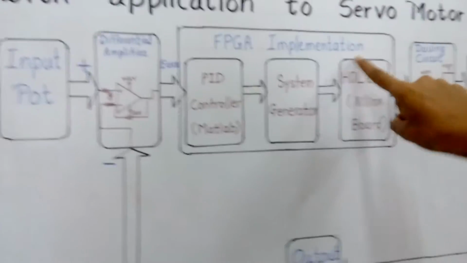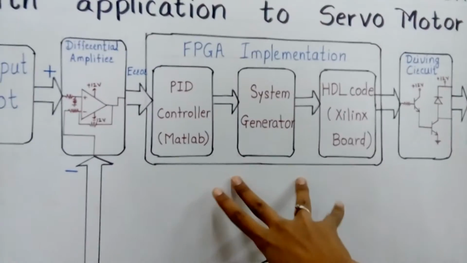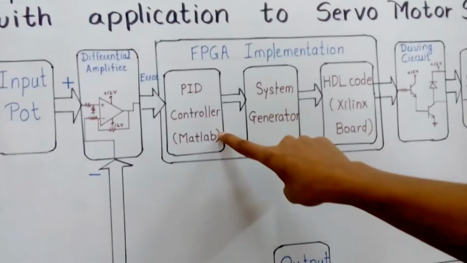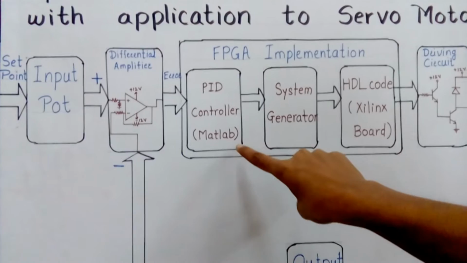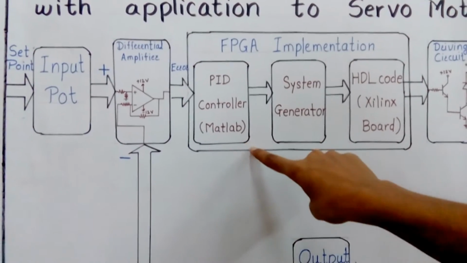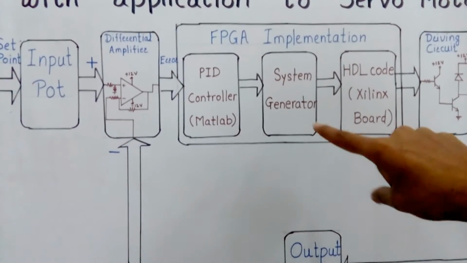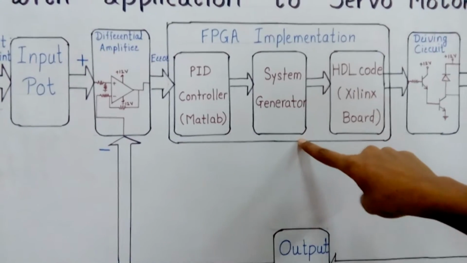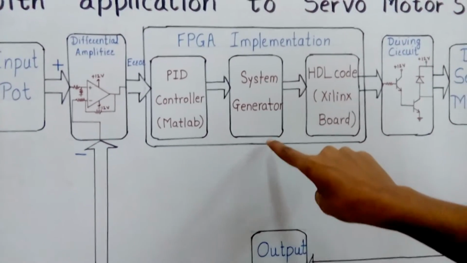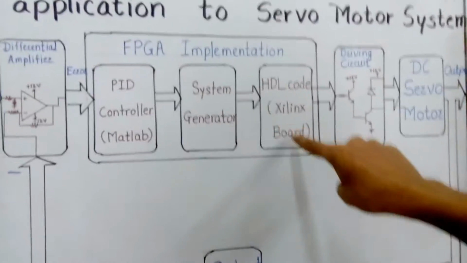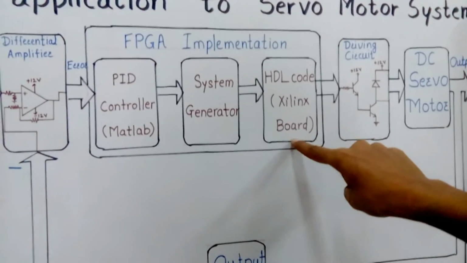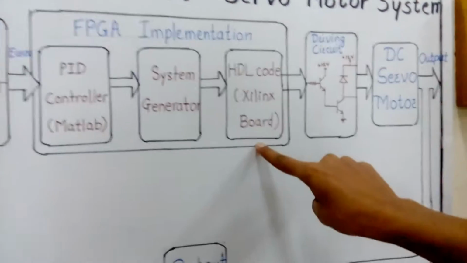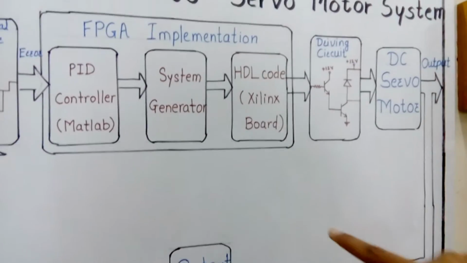Here is the FPGA implementation, which is our software part. The PID controller model is simulated in MATLAB. By using the System Generator, we generate the HDL code in Xilinx. The HDL code of the PID model goes onto the Xilinx board.